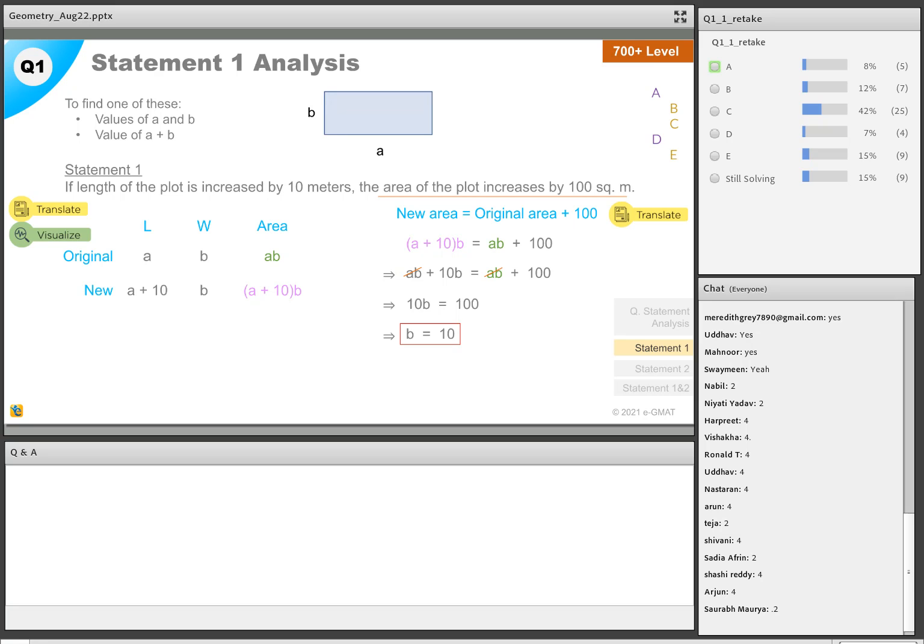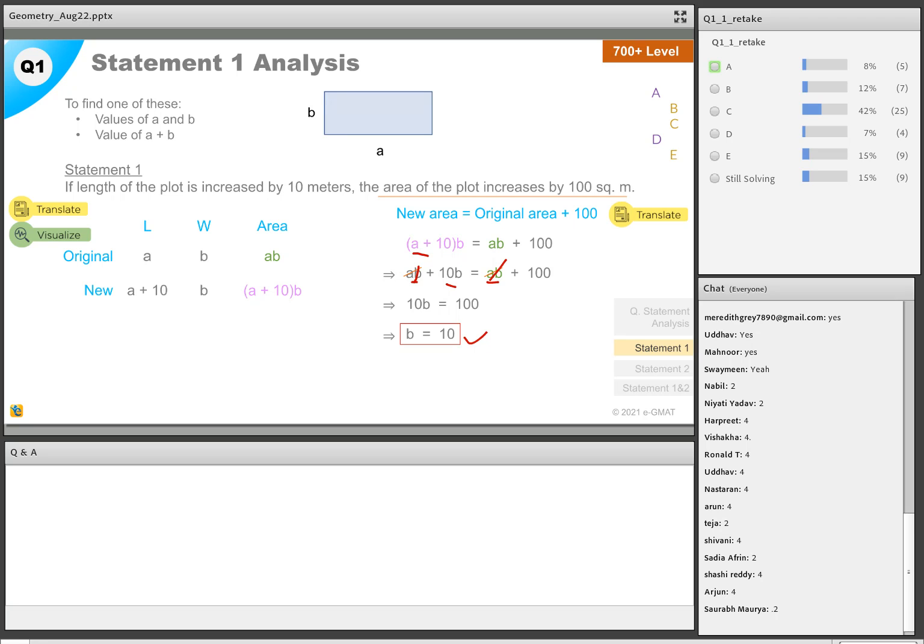If you simplify A plus 10 times B, you get AB plus 10B. You have an AB in the right hand side of the equation, so you cancel off the two ABs. You get the value of 10B to be 100, for which you get the value of B to be equal to 10. Now I get the value of B.